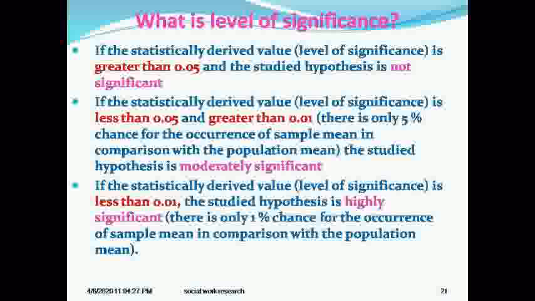If the statistically derived value is less than 0.01, sometimes you find 0.000, which means there is very high significance for the findings. We can accept the hypothesis. There is a very highly significant relationship between both the variables that are studied.